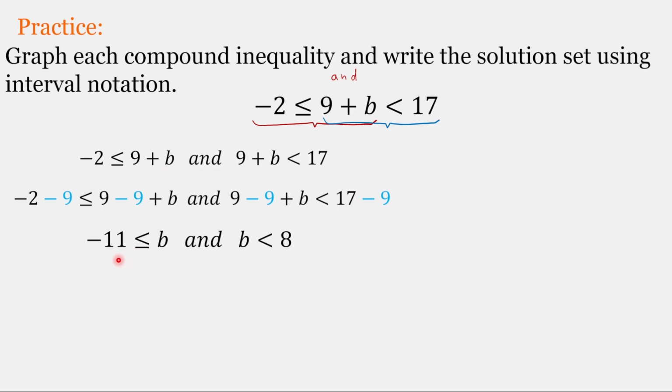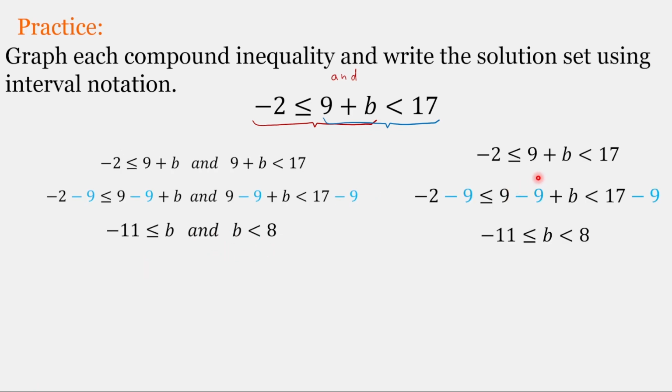Solving these, we end up with -11 less than or equal to b, which is b greater than or equal to -11, and b less than 8. Now this can also be solved by keeping this compound inequality together. So we're going to subtract 9 from both the left, the middle, and the right. We end up with -11 less than or equal to b, which is less than 8.